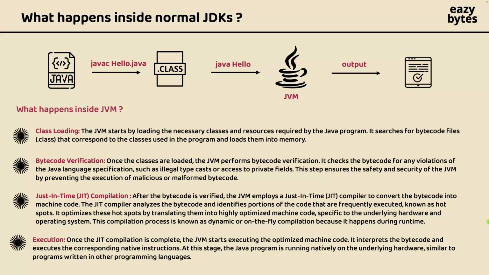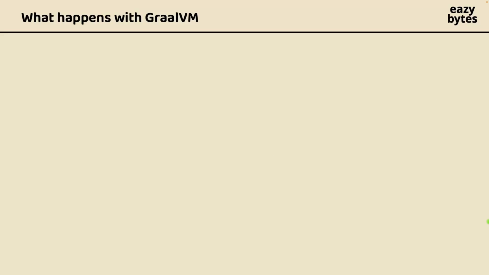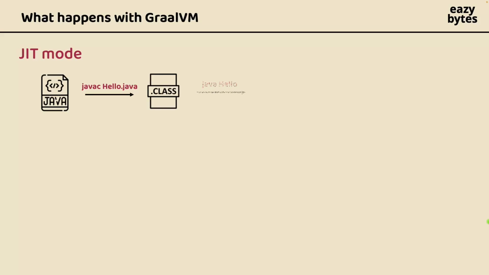Now let's try to understand what is going to happen with the GraalVM JDK. GraalVM comes in two different modes. The very first mode is JIT mode. In this mode, the GraalVM JDK is going to work very similar to the traditional JDK. Let's try to understand what is going to happen in JIT mode. First there will be a Java program, then you compile it with the help of javac hello.java, and it will be converted into a .class file. The same you will give as an input to the JIT compiler. Inside the GraalVM, there will be a JIT compiler component. So whenever you run the java hello command, the traditional JIT compiler will come into the picture and it will give the output.